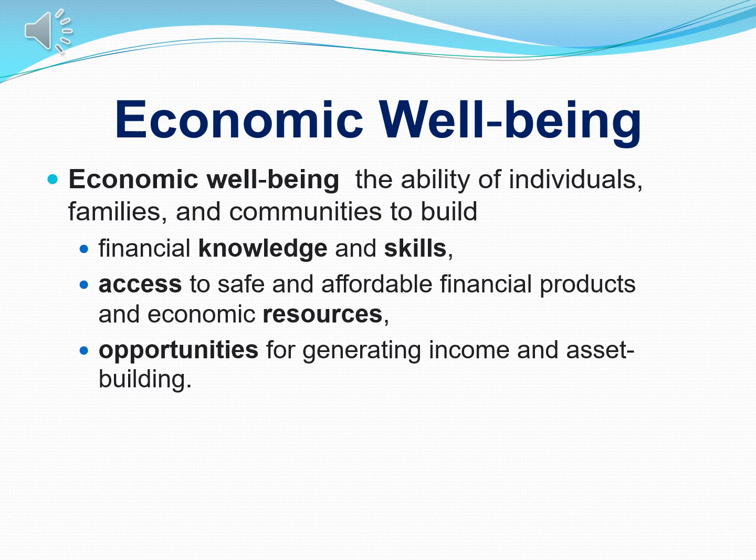The first one is economic well-being. Economic well-being is the ability of individuals, families, and communities to build financial knowledge and skills, access safe and affordable financial products and economic resources, and opportunities for generating income and asset building. So they should have knowledge about finance, about money, and the skills to make that money. These are all economic welfare. Then access to safe and affordable financial products like loans, or if the government is giving any program for charity or helping people skill-wise or money-wise, they should have equal access. It's not that they shouldn't have access.